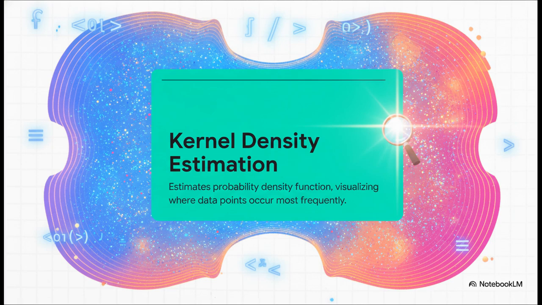The secret engine actually powering the violin plot is something called kernel density estimation, or KDE. Think of it as a mathematical method used to estimate the probability density function of a continuous variable. Or, in much simpler terms, it's essentially a visual heat map of your numbers, showing you exactly where your data points occur most frequently. And this is exactly what gives the violin plot its unique, curvy, mirrored shape.